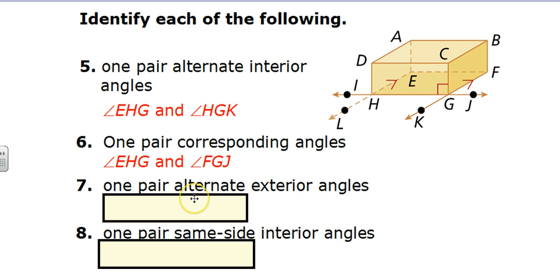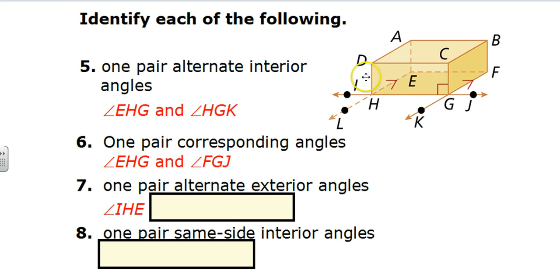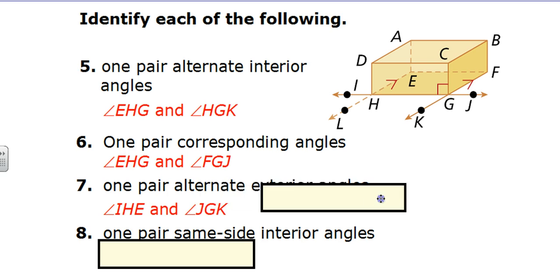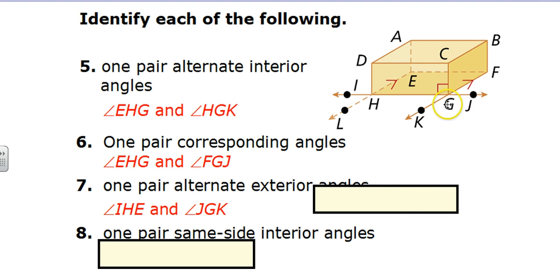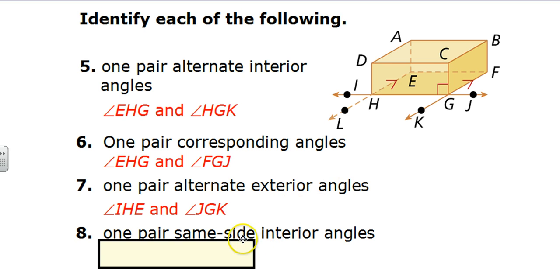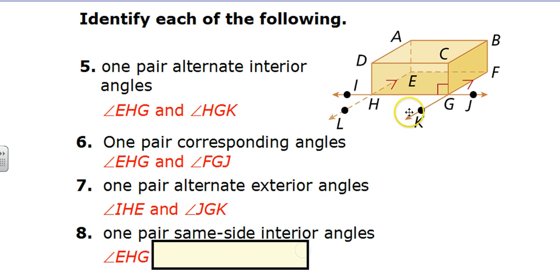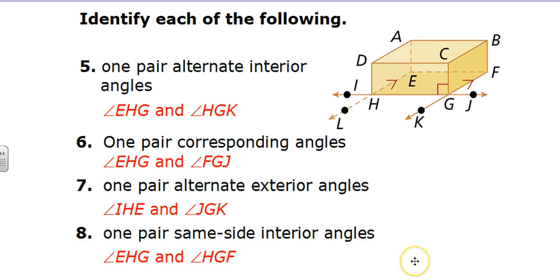One pair of alternate exterior. If we name IHE, IHE out here, then the alternate exterior could be KGJ, right? Or you could name it JGK. Finally, one pair of same side interior. So if we start with EHG, EHG again, same side interior. So HGF, angle HGF. Good.